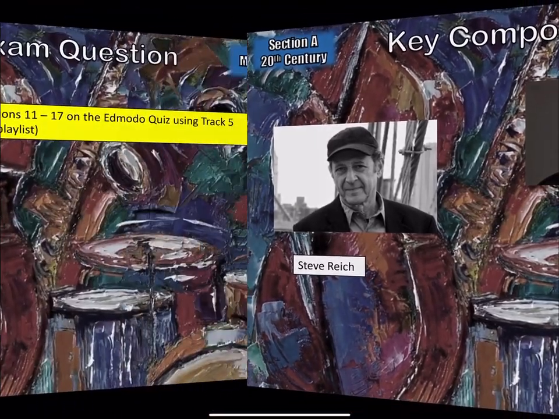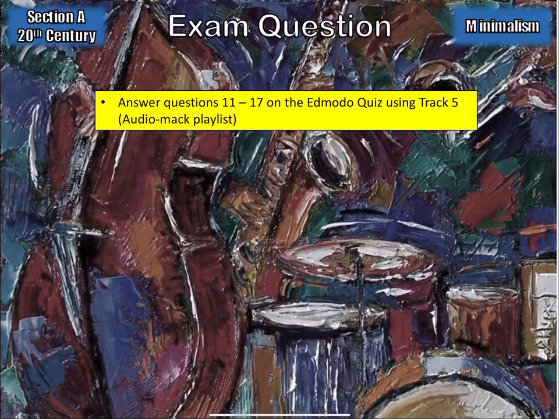Now, to finish this lesson, what I want you to do is answer a real exam question. I've put those questions on Edmodo. They are 11 to 17 in the quiz, and you need to use track 5 from the Audio Mac playlist in order to answer those questions. I'd try and answer it all within 3 listens if you can. And when you're done, just submit the quiz, and that will send everything to me.